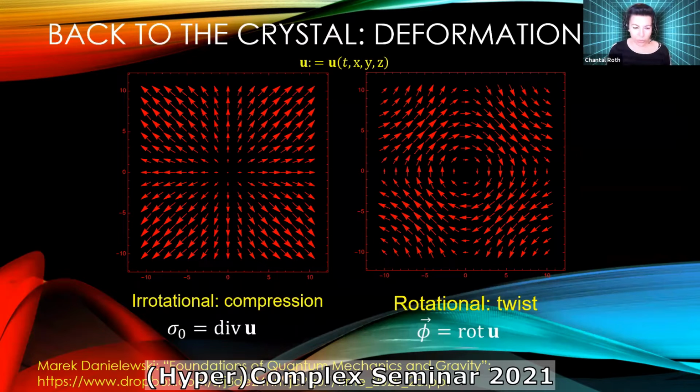So let's go back to the crystal now. Let's talk about the deformations. What kind of deformations are there? We'll be using the symbol U for the deformation field. And there's basically two parts: there's compression and there's twist. We'll be using the symbol sigma for the divergence of U and the symbol phi for the curl of U.